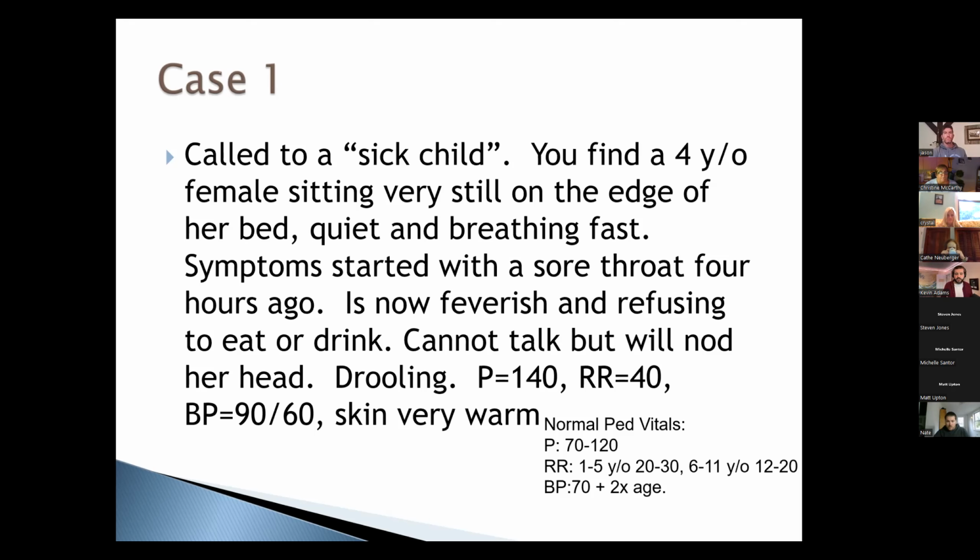Somebody in the chat says allergy. Yeah, absolutely. That could be a delayed allergic reaction, but we wouldn't know for sure. What else are you guys thinking? Her respirations are high. Yep, they're a bit high.